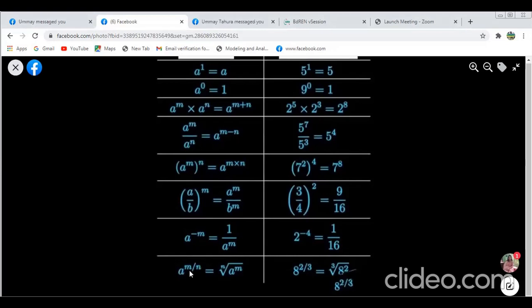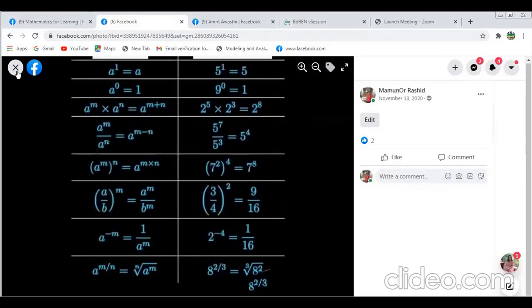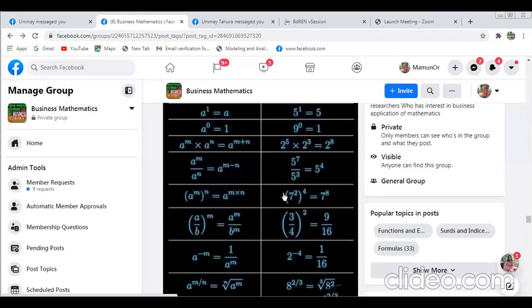1 by 16. A to the power m by n can be written as the nth root over a to the power m. 8 to the power 2 by 3 can be written as cube root of 8 square. Cube root of 8 square. Understand? Understand everybody?